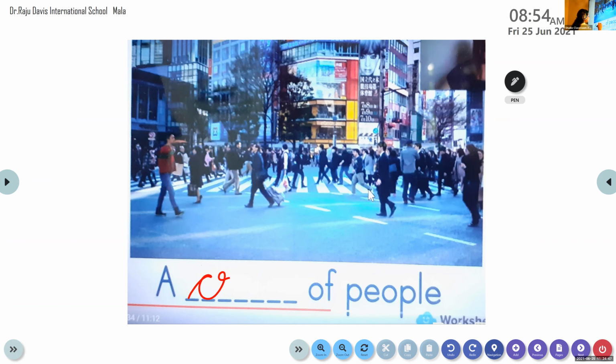What do we say, children? It is crowd of people. A crowd of people. Is that clear? So the collective noun for a group of people is crowd. Crowd of people. Clear? So we have to learn it by heart. Okay, a crowd of people.